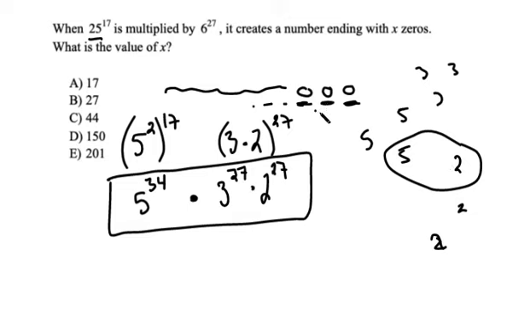So the number of zeros this big number has is going to be the number of pairs of 5 and 2 that I can make. Well, how many can I? I have 27 2s. I have 34 5s. So I can take 27 of the 2s and match them with 27 of the 5s to add 27 zeros to the end of this number.